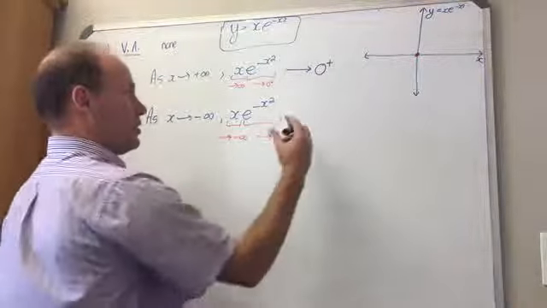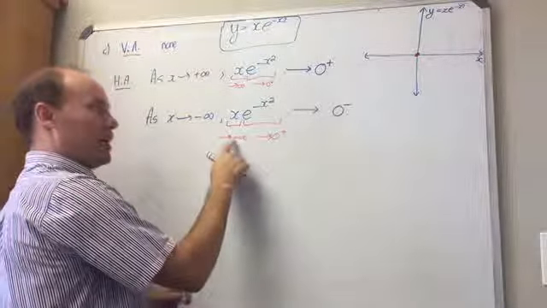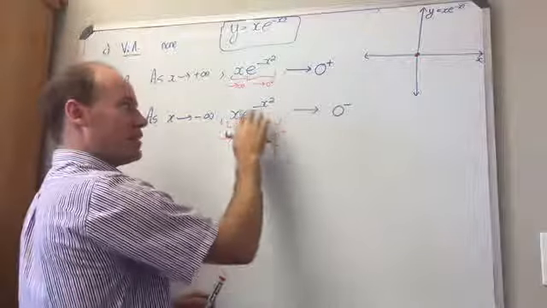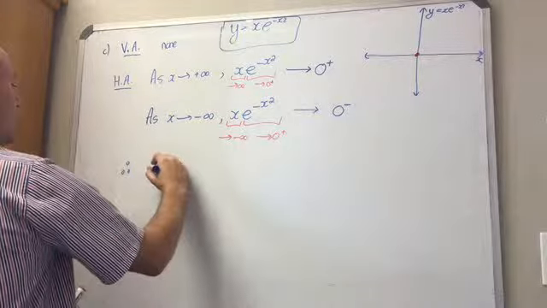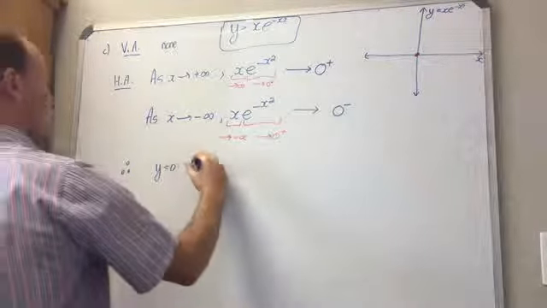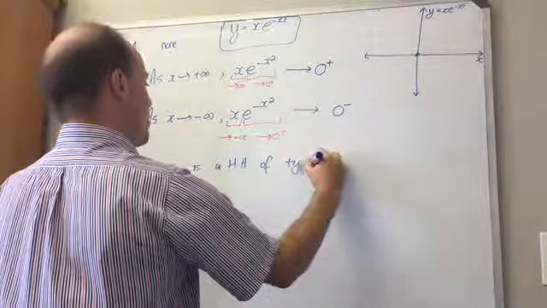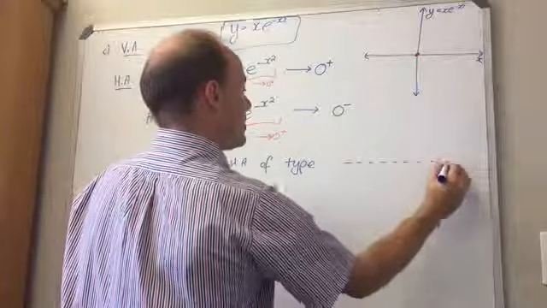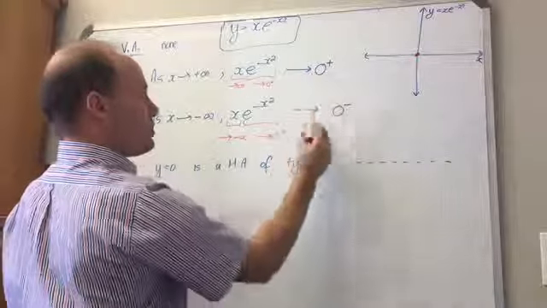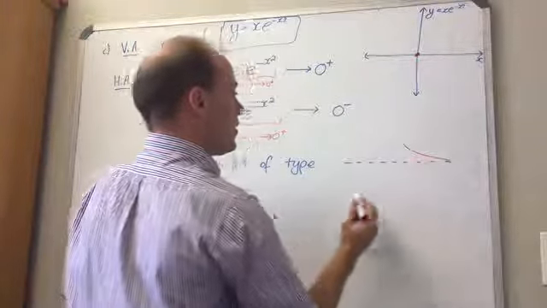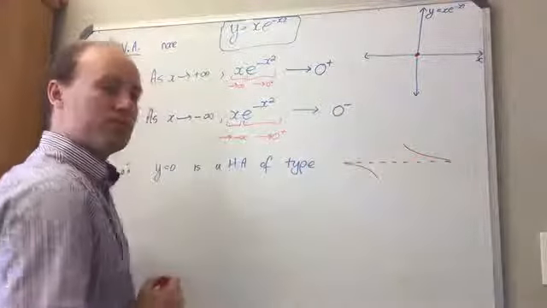So it is tending towards 0, which you can check using L'Hopital, but it's approaching 0 from the left because we've got a negative number times a positive number, so this is a negative number. Therefore y equals 0 is a horizontal asymptote of this type. Now I draw my little horizontal line. As x is approaching plus infinity, the graph is approaching 0 from the right. As x is approaching minus infinity, the graph is approaching 0 from the left.